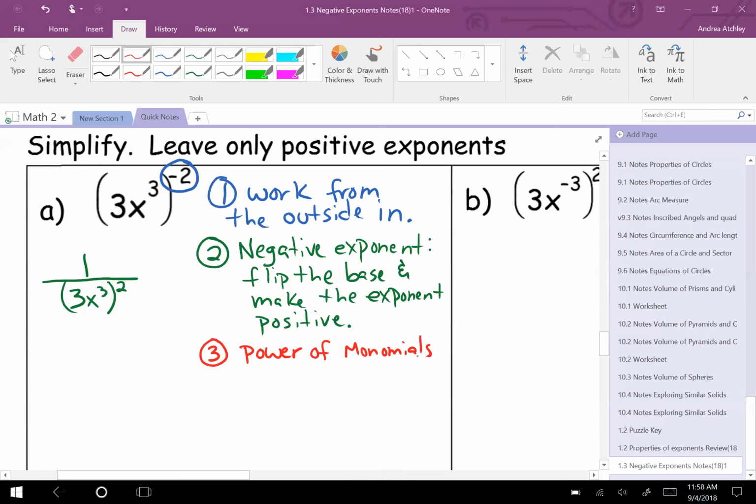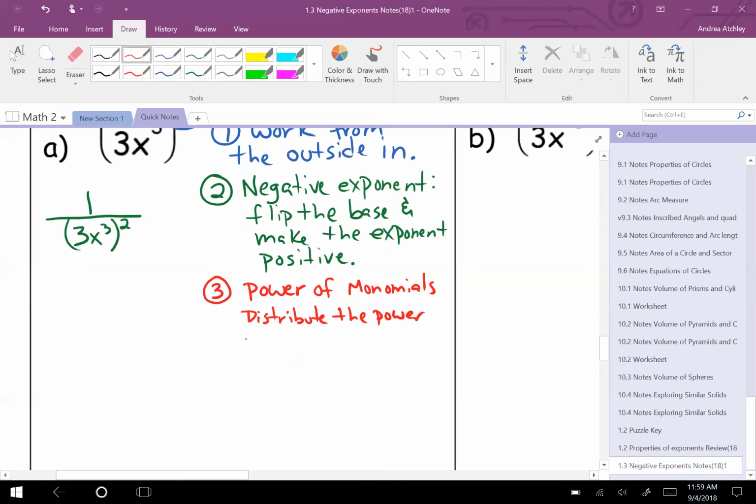The power to the coefficient and multiply the exponents. So the 2 is going to go to the 3 and to the exponent of 3. So I'm going to get 1 over 3 squared times x to the 3 times 2 power.